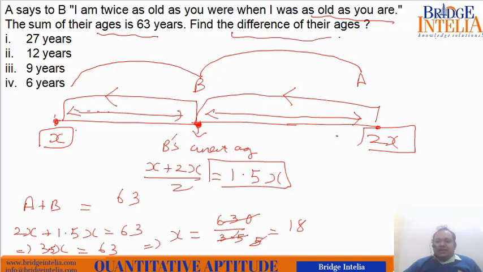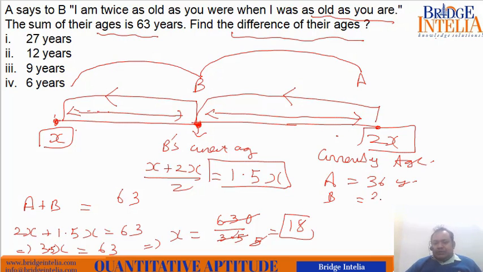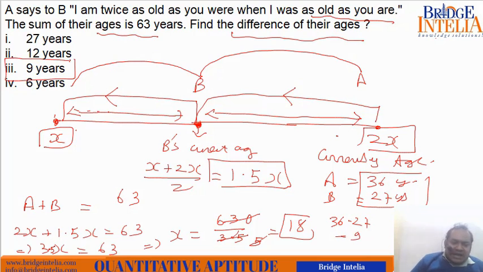Find the difference of their ages. So x is equal to 18. It means currently their ages: A's age 2x, 36. B's age 1.5x, so 18 into 1.5, 27 years. So what is the difference of their ages? 36 minus 27, 9 years. So currently the difference in their ages is 9 years.